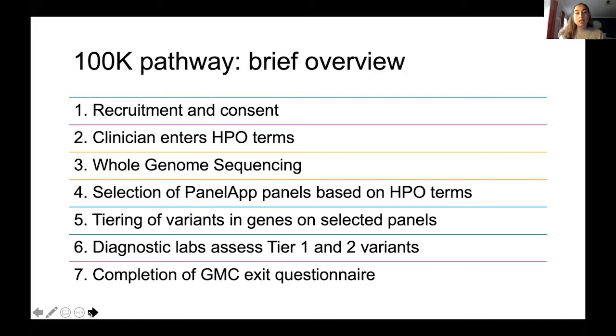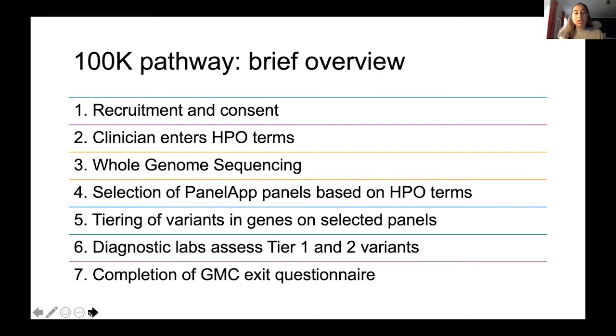A list of tiered variants then went out to diagnostic labs, and they were contracted to assess tier 1 and 2 variants in the first place. Once that assessment had been completed, they performed a completion document called a GMC exit questionnaire. The GMC is the Genomic Medicine Center, which coordinated this process.